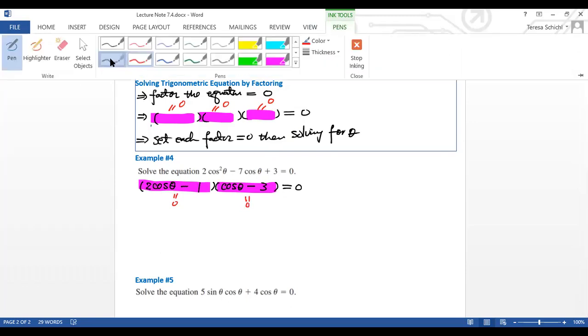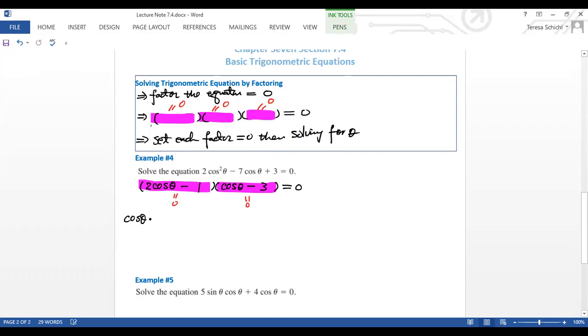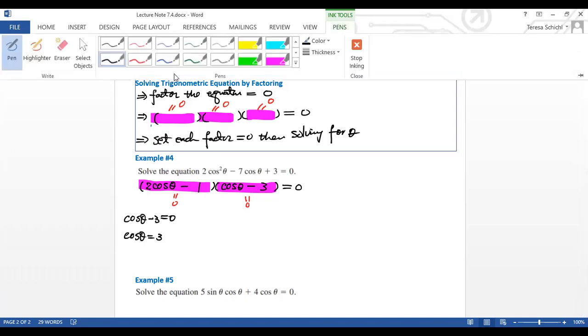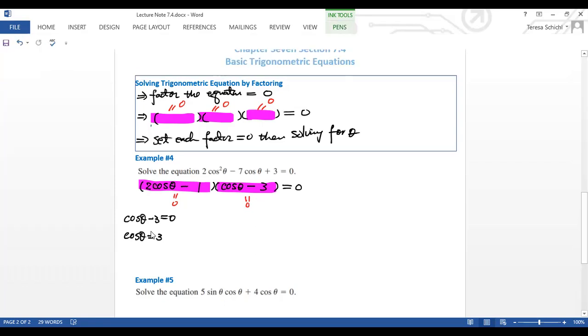The first thing is we set cosine theta minus 3 equal to 0, so cosine theta equals 3. Is it possible? No, because cosine cannot be greater than 1. It is between 1 and negative 1, so this is not possible. Now the second factor is equal to 0: 2 cosine theta minus 1 equals 0. So what is cosine theta? It is 1/2.